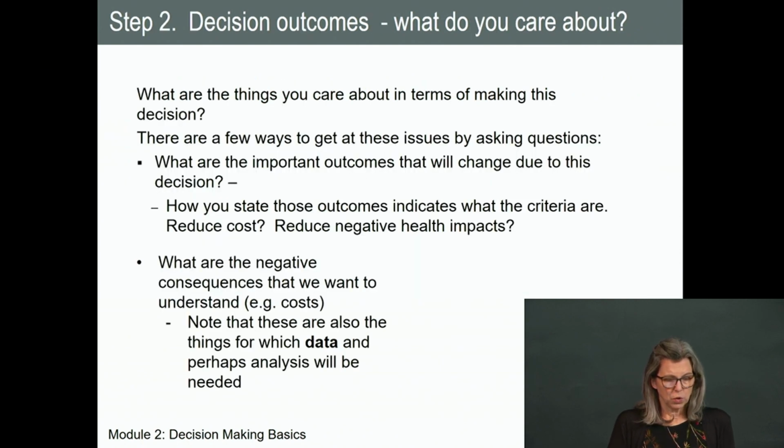So how do you do this in step 2 of the PROACT model? What do you care about? So there's a few ways to get at answering this question. Things like what's going to change due to this, who's going to be impacted, how might the different options vary, and also there might be negative consequences from these actions. What are the things that could happen that stakeholders won't be happy about? Make sure you capture those as well.